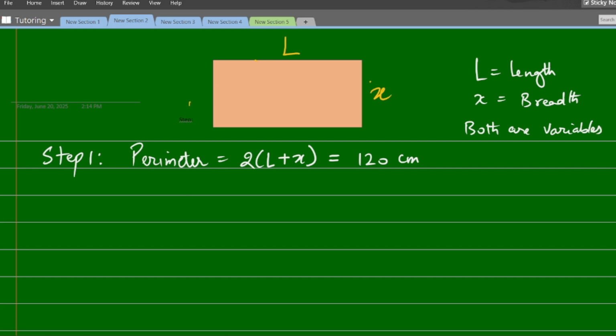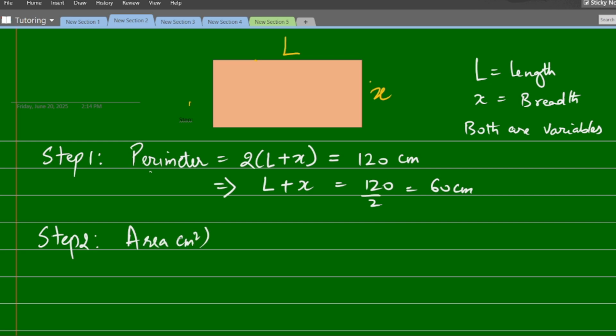Now this becomes an algebraic equation. If we divide both sides by 2, this will become L plus X is equal to 120 by 2, which is 60 centimeters. Now for step 2, we are going to find the area. Step 2 will be area, which will be in centimeter square, remember? And let's suppose I write area as y, just for the fun of it. So area is length into breadth. In our case, this will be L dot x.